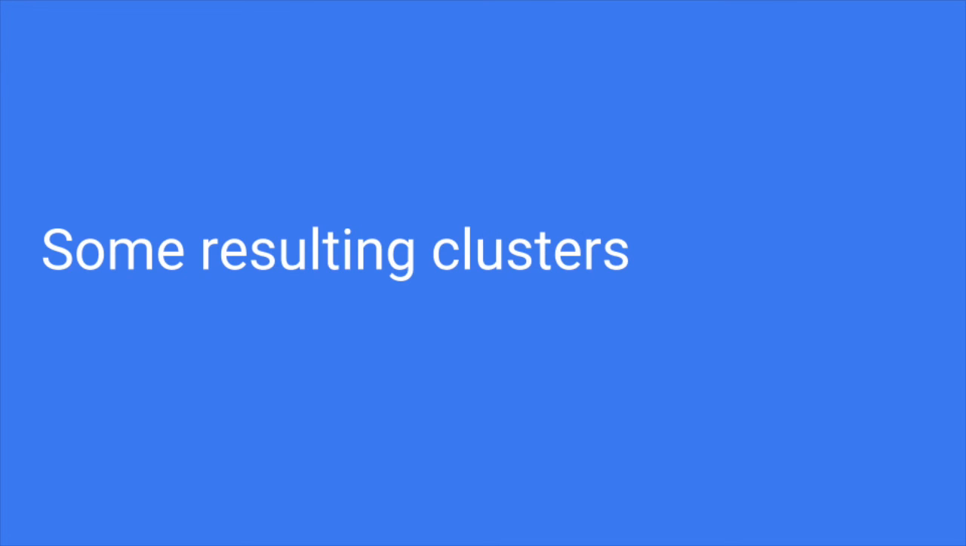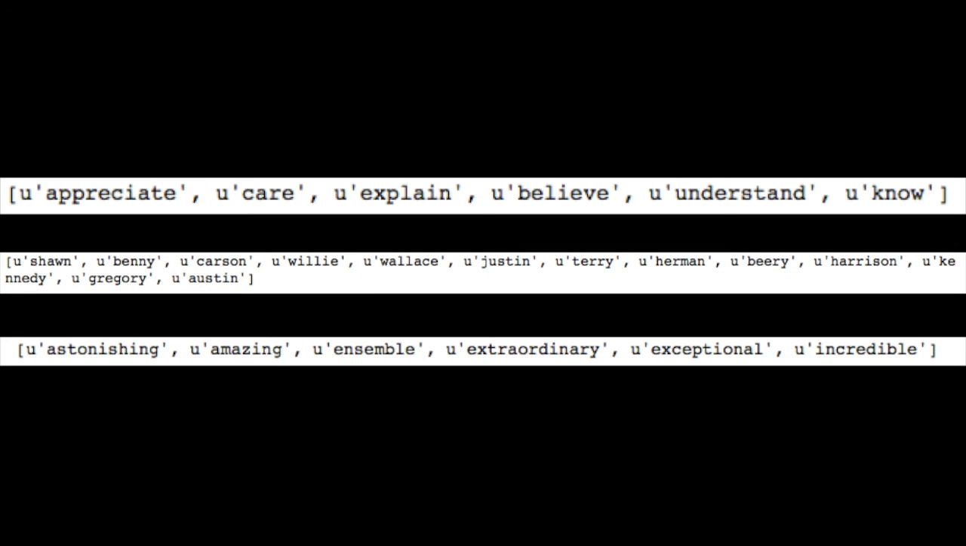So finally, let's have a look at our results. Here are 3 of the most impressive results we got. We printed the top 10 clusters. Obviously, the first one is about empathy. The second one is names, and the last one is adjectives: exceptional, incredible, astonishing.